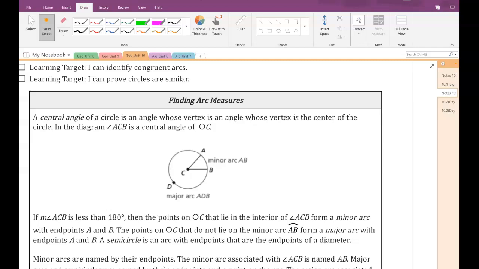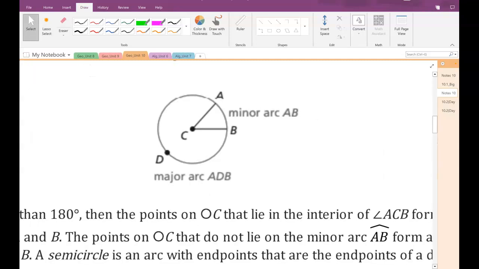One today, which is about finding arc measures of circles. So today is a lot of just adding and subtracting once we have the vocabulary down. So when we're finding an arc measure, that means we're trying to find the length from A to B. That would be an arc measurement.